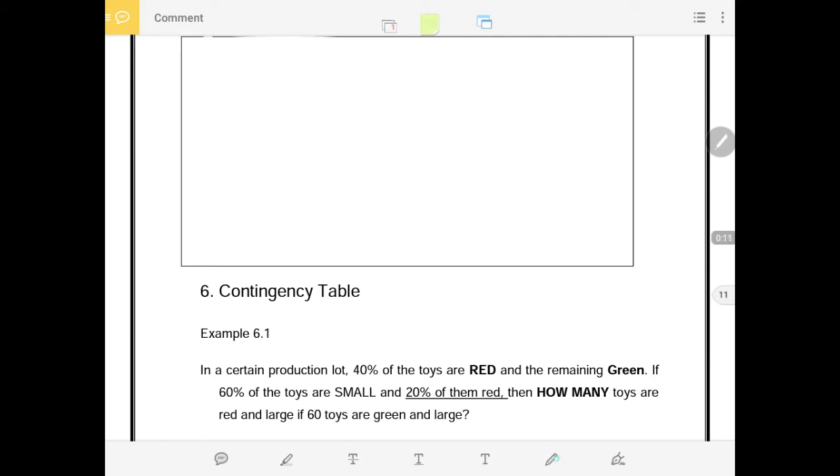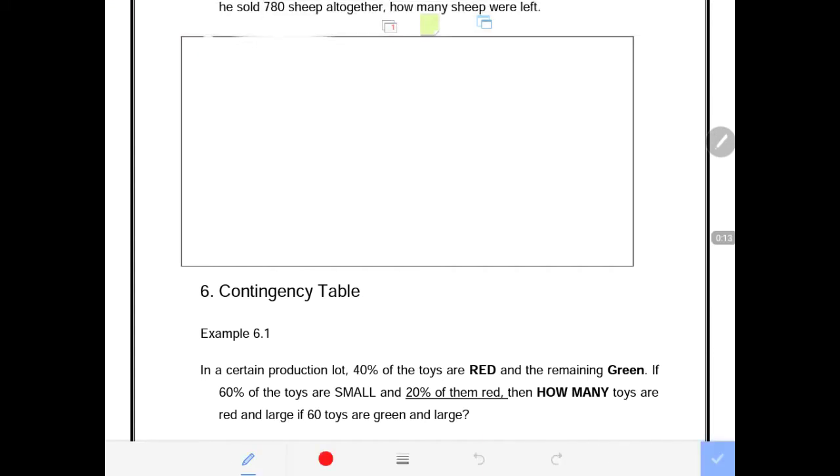And the statistics for accountants 1 subject has a topic called contingency table. And it's a very, very interesting way of testing students' intelligence from a statistical point of view. We have this example 6.1.